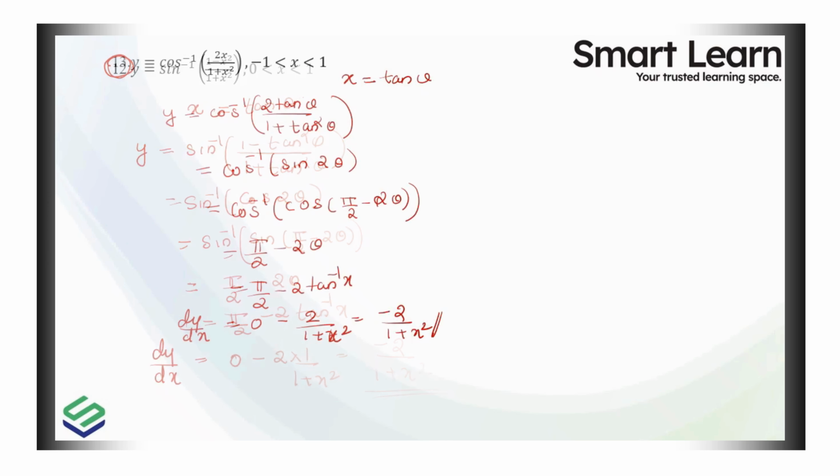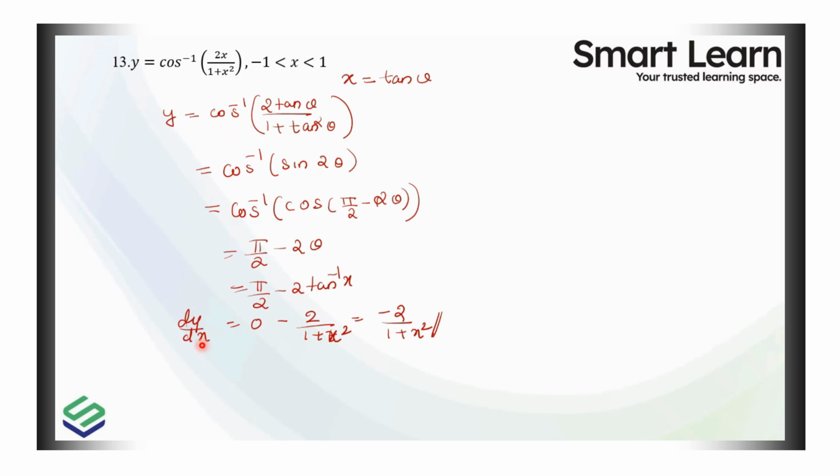Now, next question is cos inverse of 2x by 1 plus x square. Here, if I substitute x as tan theta, I will get 2 tan theta by 1 plus tan square theta. That is the formula of sin 2 theta. So I substitute that. So cos inverse of sine, but I can now write it as a conjugate function of cos. So cos of (pi by 2 minus 2 theta). That is cos inverse of cos, which will become pi by 2 minus 2 theta. And what is theta? Tan inverse x. Now you got y.